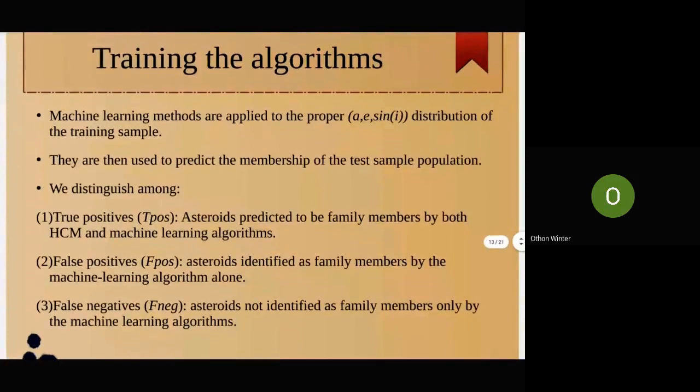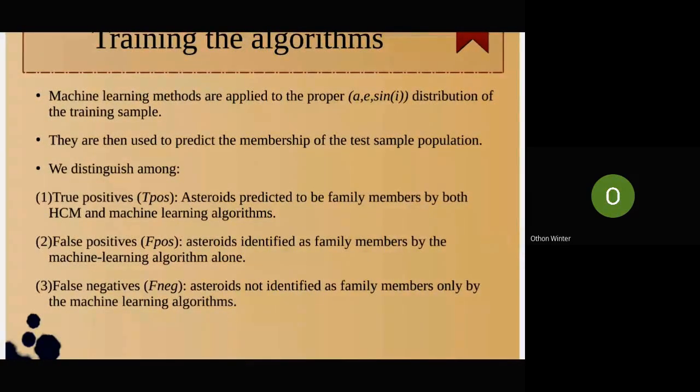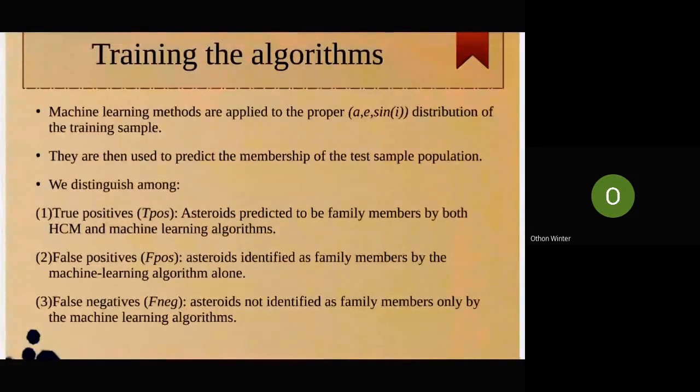We train the learning method on the distribution in proper elements of the asteroids in the training sample. So you have an asteroid family, you select the objects with magnitude less than 14, and you train the method on the distribution in proper a, e, sin i of the sample. And then we use the method to predict what the members of the family are at higher absolute magnitude. And then we can compare the outcome with the actual data from the standard HCM.